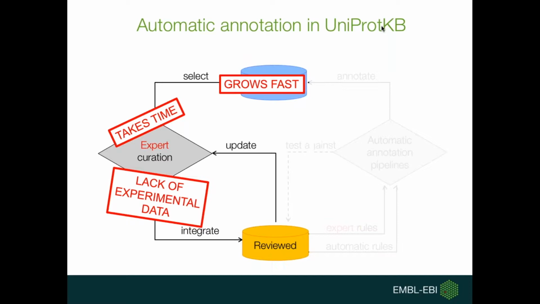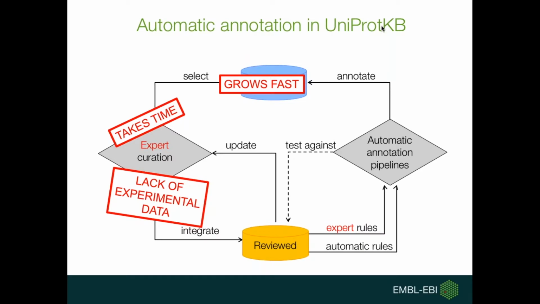But even if we had more personnel and could have more people working on this, the fundamental problem with annotating protein sequences is that for many of them, there is simply no experimental data available. So the only way to annotate them is by drawing on experimentally characterized sequences and annotating the ones without experimental data by similarity. And this is basically what automatic annotation is about.